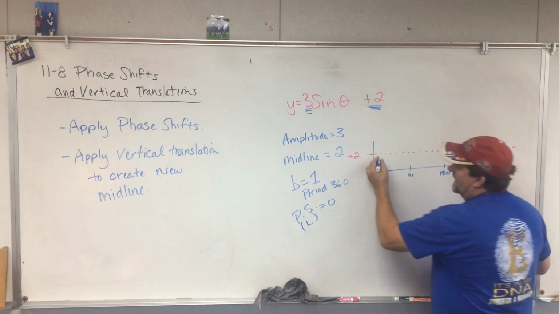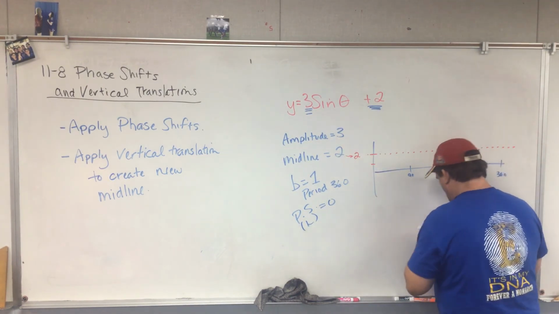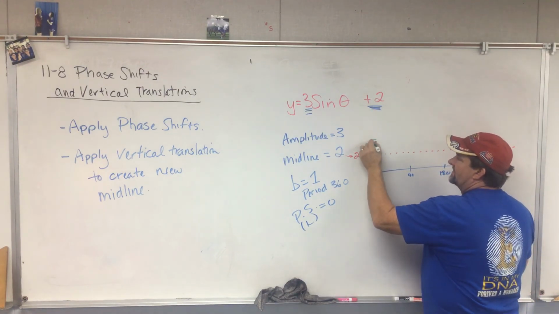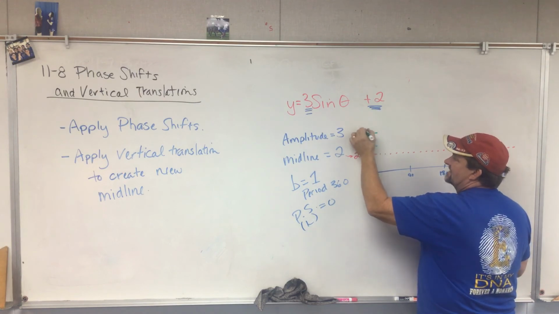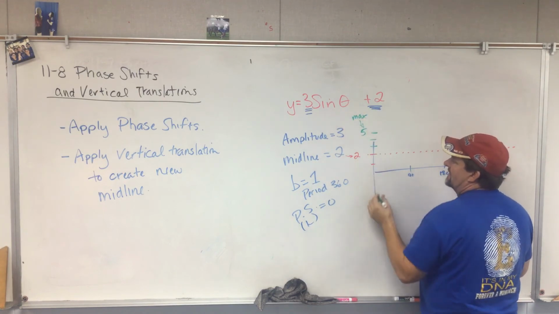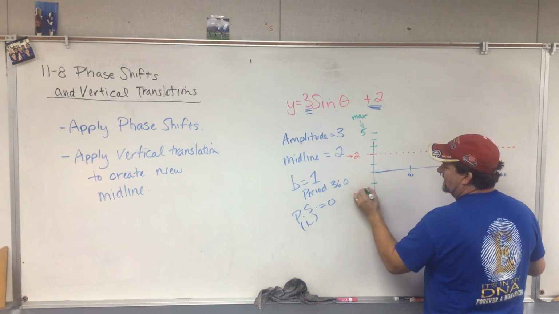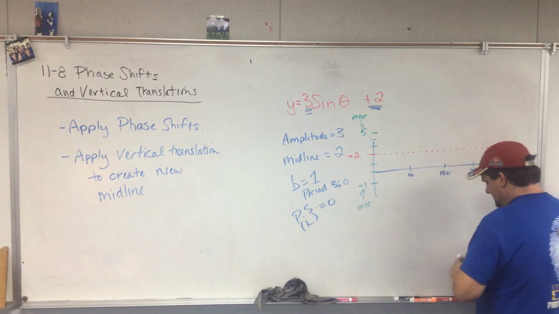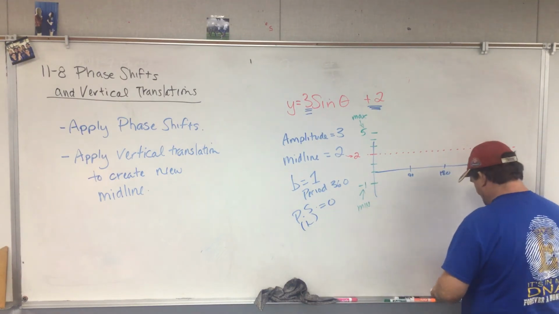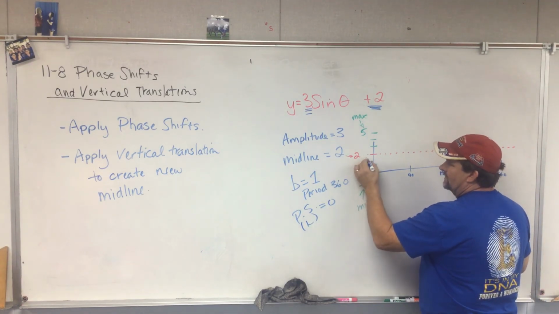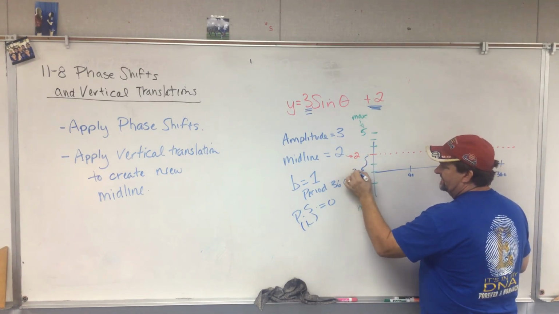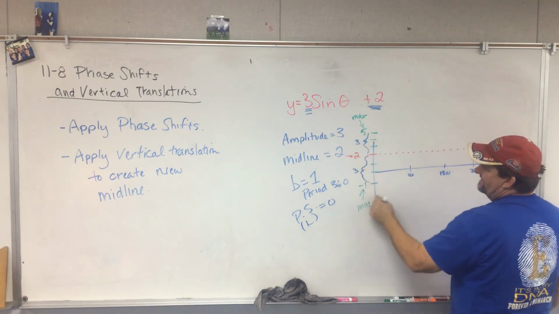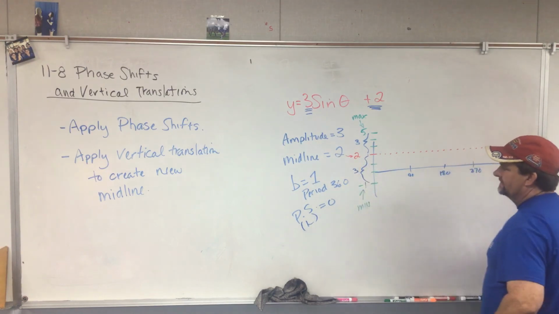From there, I know I'm going to go up 3. So I'm going to go, let me do it in a different color here. Let's do it in green. I'm going to go up 3 to 5. So that's my maximum height. And I'm going to go down 3 to -1. That's my minimum height. Because my amplitude is 3. So that's my amplitude of 3. 2 plus 3 is 5. 2 minus 3 is negative 1.